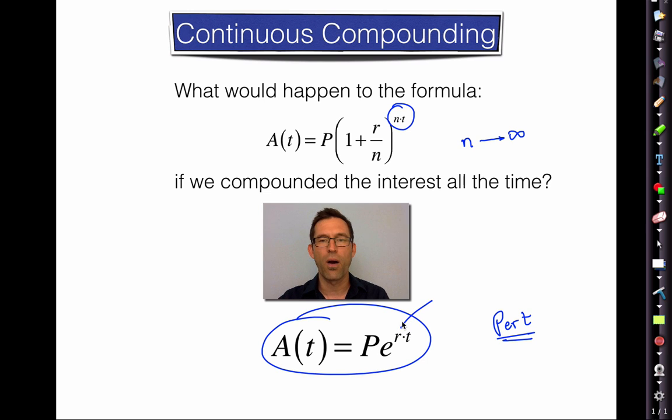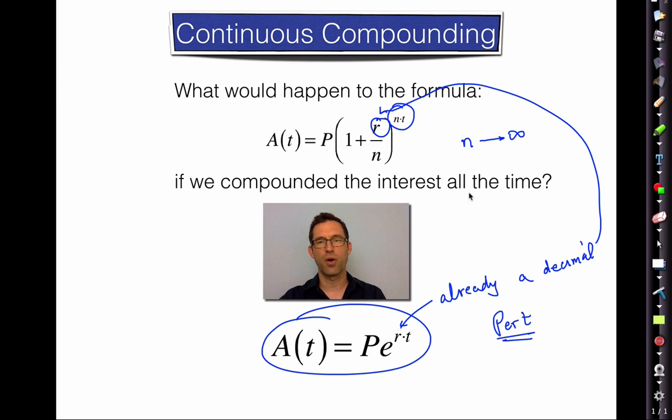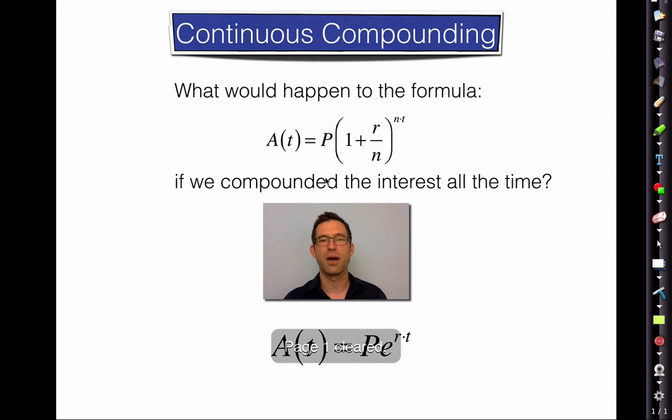Now again, that r is already in decimal form, just like it was up here. Same r, all right? So when we compound interest all of the time, we now have P times e to the rt. There's our friend e again, all right? So I'm going to clear this text out, and then let's do a problem that involves continuous compounding.